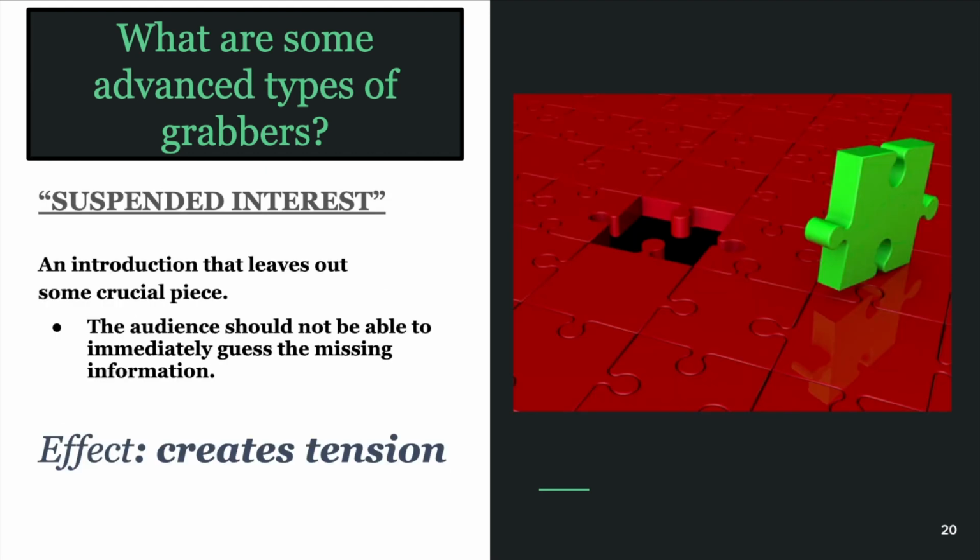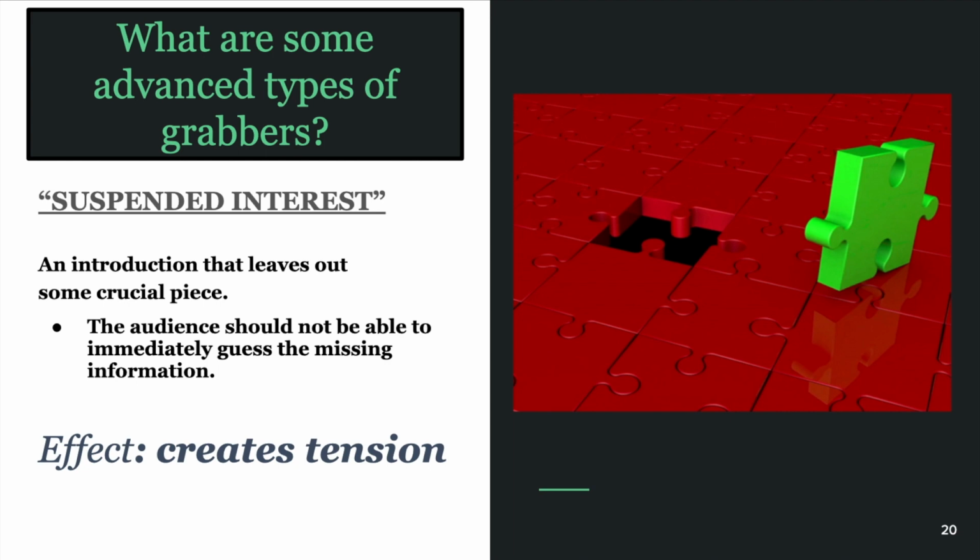Our next type of advanced grabber is suspended interest. Suspended interest means an introduction that leaves out a crucial piece. The audience should not be able to immediately guess the missing information because basically that missing information is very likely the topic of your speech, and it is your job with your speech to fill in that missing information.